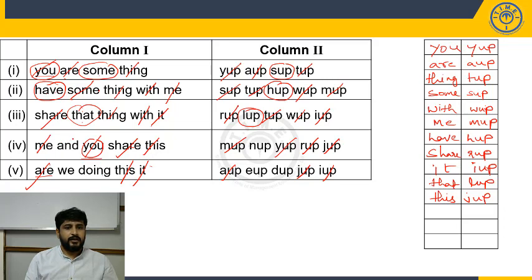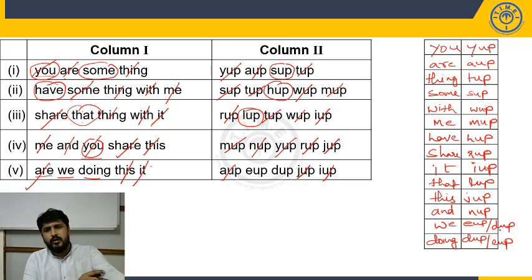What is the only remaining code? NUP. So the code for "and" is NUP. Now what are we left with? The first statement is compared with all the statements, the second is compared with all the statements, the third is compared with all the statements, even the fourth is compared with all the statements. Still we are left with the terms "we doing". So we cannot decide the codes for "we doing" since we don't have common elements. So what is the code for "we"? UP or DUP? And here also the same, DUP or EUP.